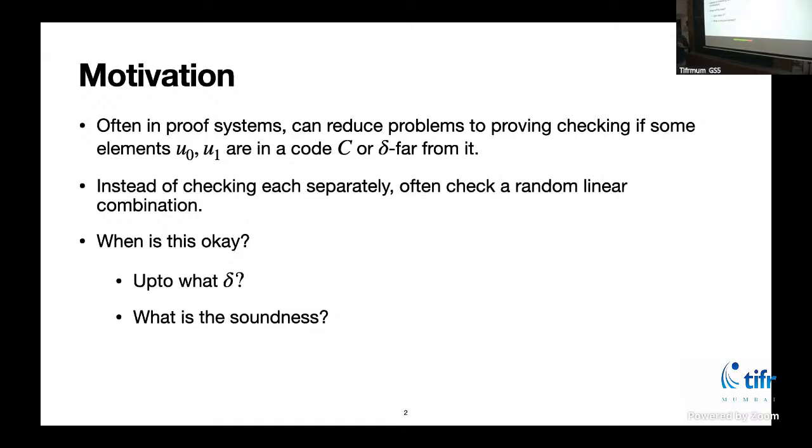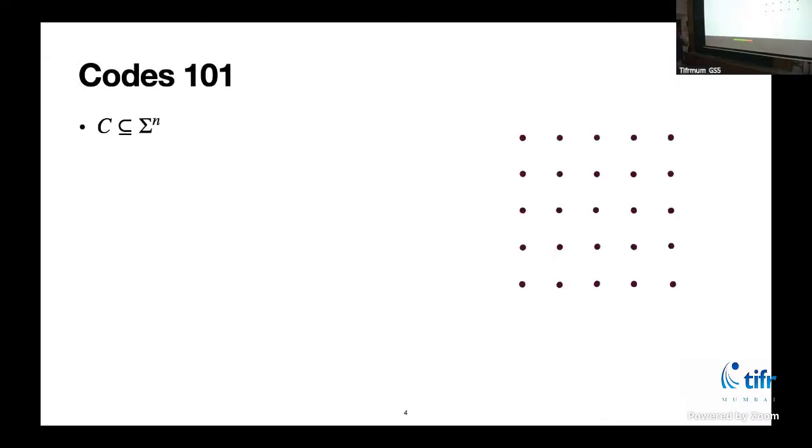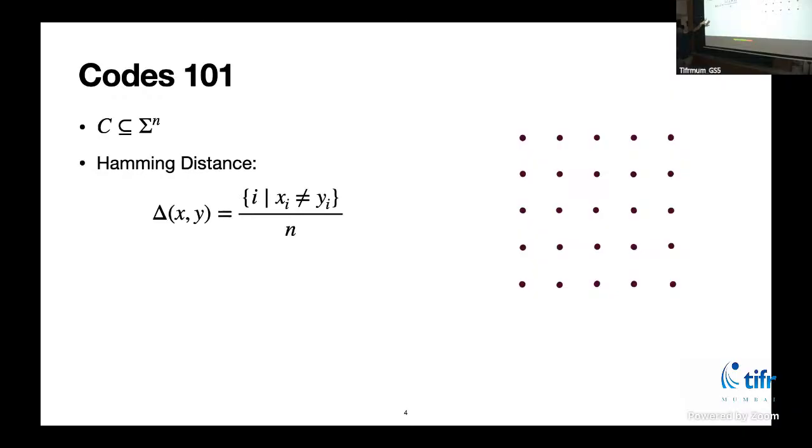Good. So let me give you some background. A code is just some subspace of sigma to the n, such that every pair of elements is far. When I talk about distance, I mean the Hamming distance, the normalized Hamming distance: what fraction of coordinates differ between any pair of codewords. Subspace, not a subset. Yes, it's coming up soon.